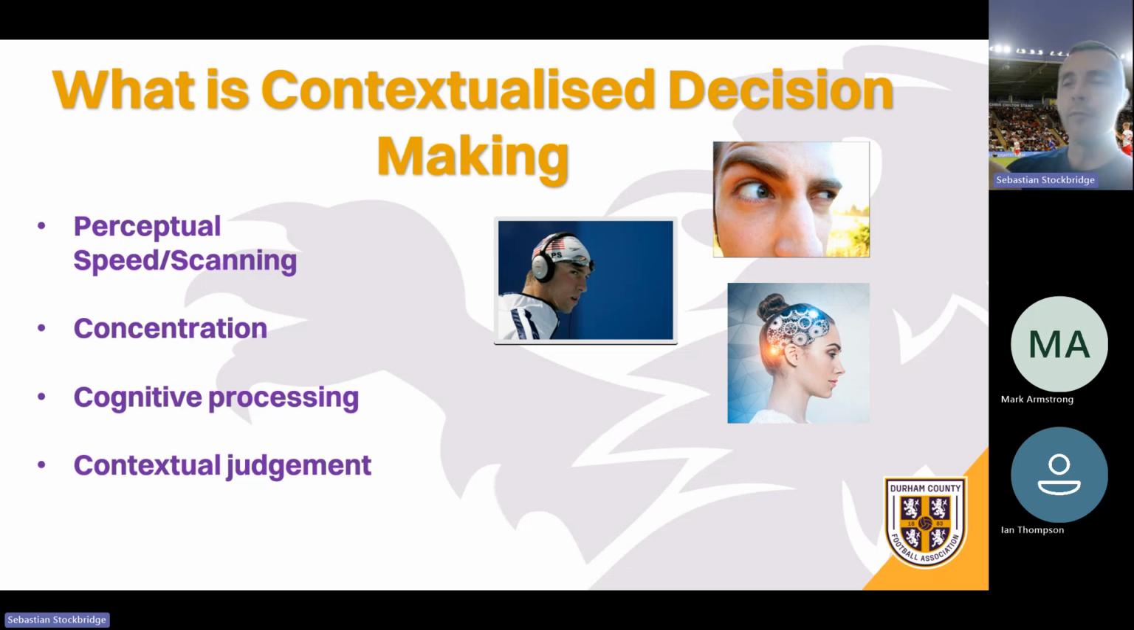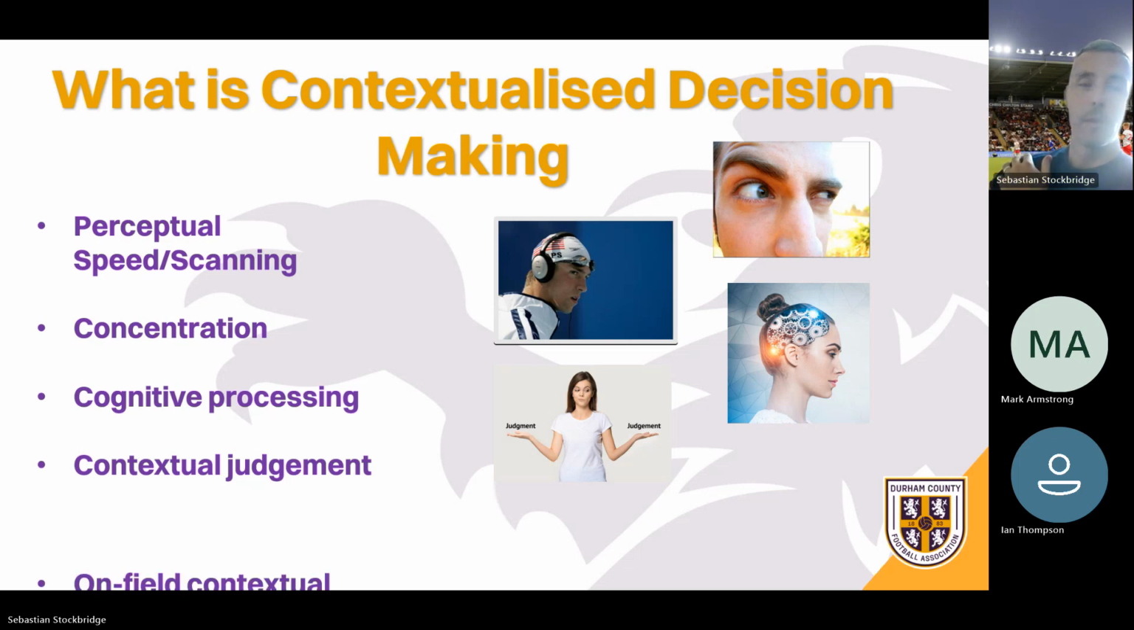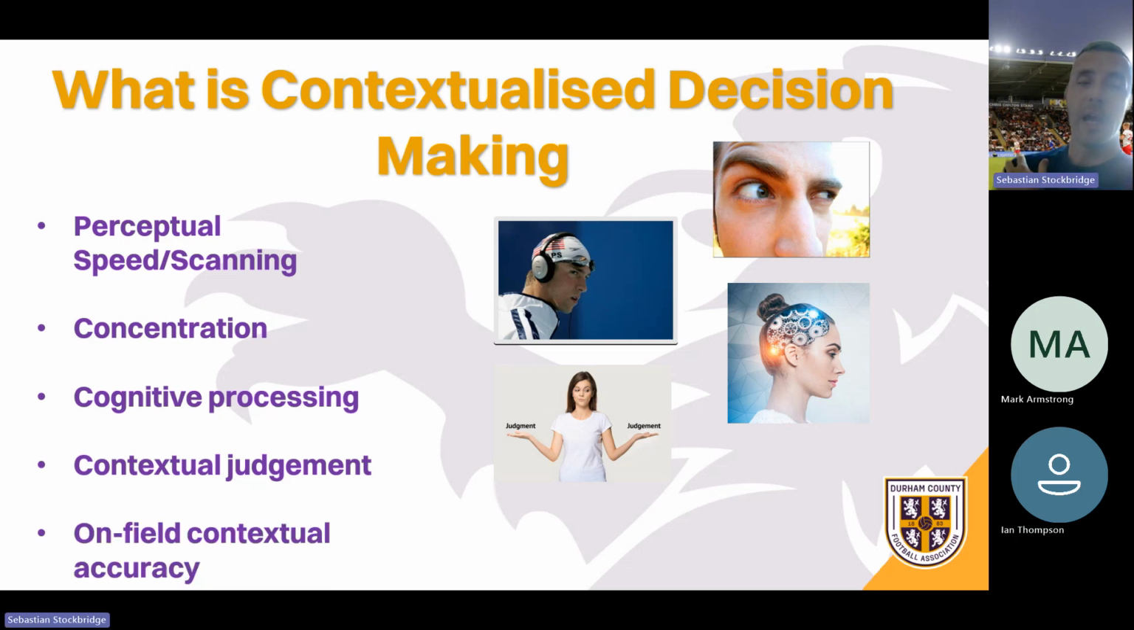Temperature of the game, ebbs and flows, score lines, times. Because what you give as a foul in the first 10 minutes, you might not give as a foul in the last 10 minutes, or vice versa, because you're trying to close a game out. So you've got to make that judgment. Which one is it? And then on-field accuracy.